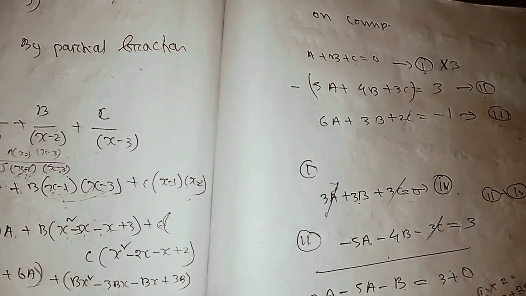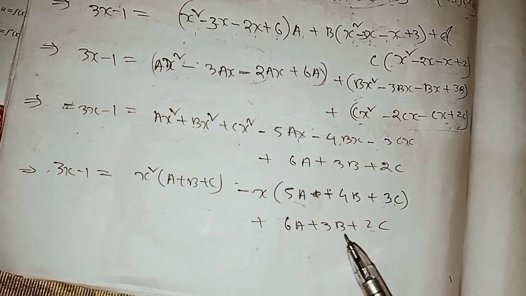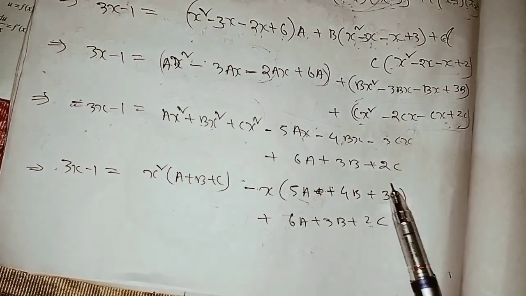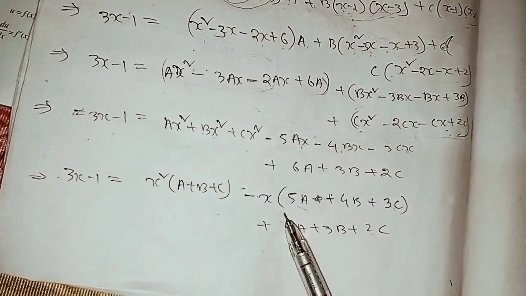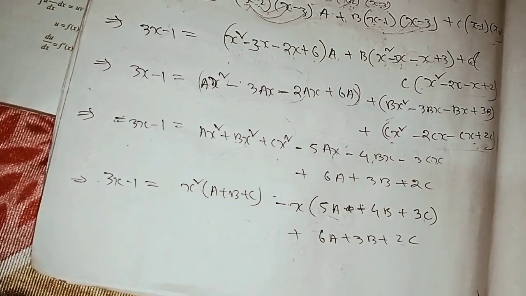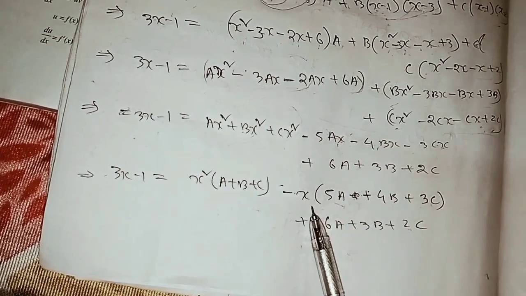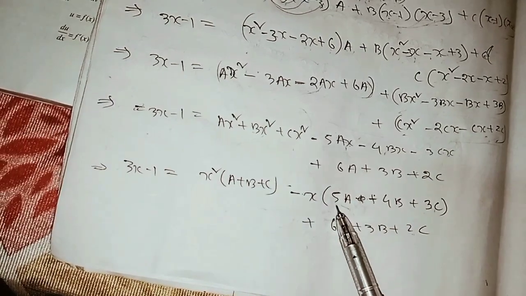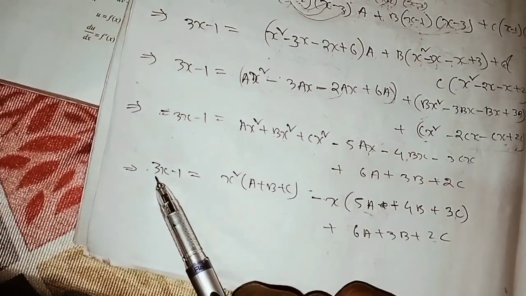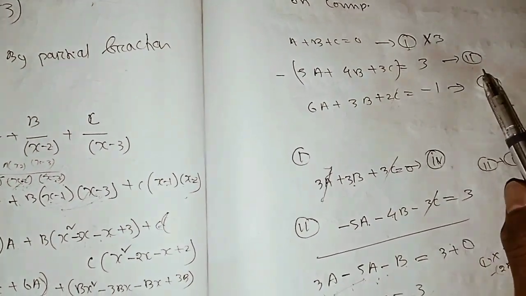And similarly 5a plus 4b plus c, this is the coefficient of x. Yes or no? Coefficient of x. So here coefficient of x means 5a plus 4b plus c. Here we take the common minus, okay, we have to remember, otherwise it will go wrong. This is the coefficient of x, and this 3 is the coefficient of x. Okay, we have to write it is equal to 3, and this is considered as equation number 2.